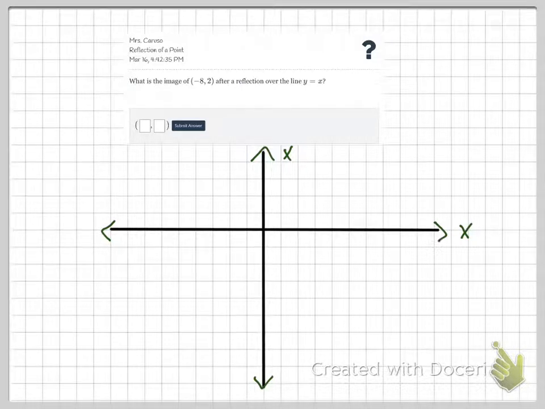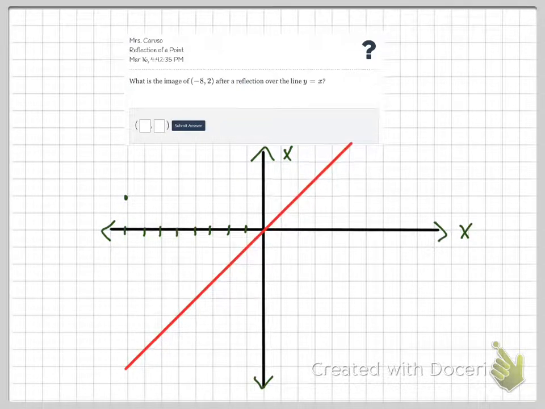But I always tell my students, plot your point first. So we're going to do that. Let's plot (-8, 2). I'm counting 1, 2, 3, 4, 5, 6, 7, 8. That's negative 8. Positive 2 would be right there. So there's my (-8, 2). And I'm supposed to be reflecting over the line. Okay, there is the line y = x.